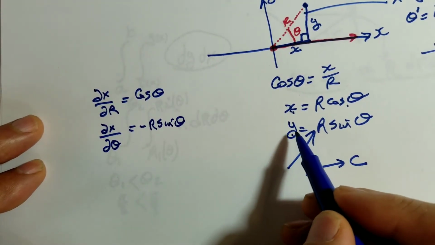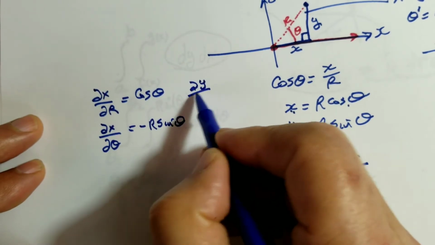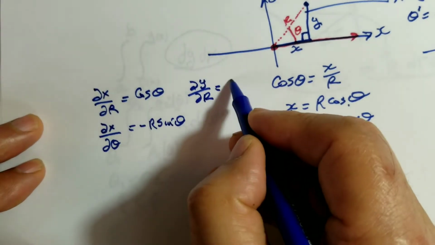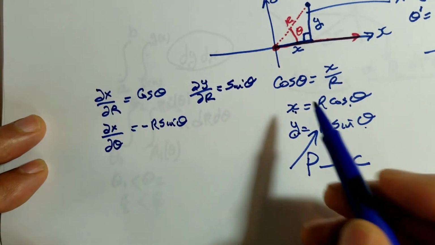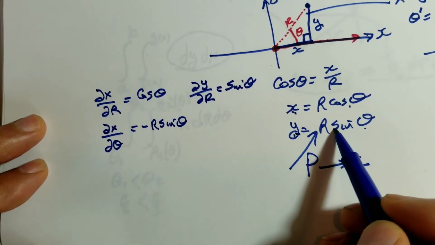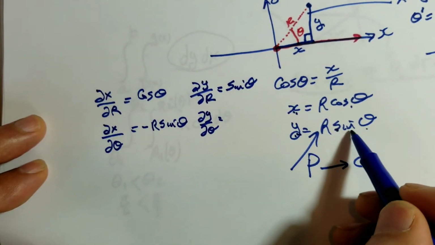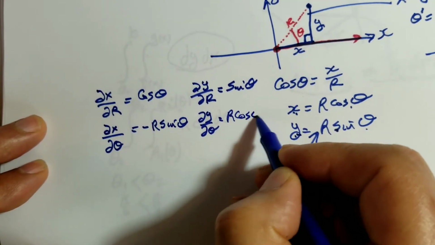What is the partial derivative of y with respect to r? With respect to r, it is sine theta. And what is the partial derivative of y with respect to theta? Y with respect to theta, the derivative of sine is cosine, r cosine theta.